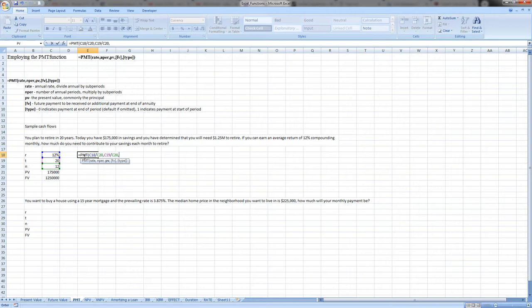Again, we want to treat the cash flow at time 0 as an outflow. And our future value is what we expect to get in 20 years. And the question is not giving us any information to think that the payments, that is the savings contributions, are at the beginning of the month, so we'll enter 0 to indicate that the monthly contributions are at the end of the month.